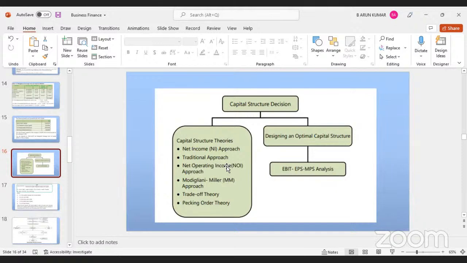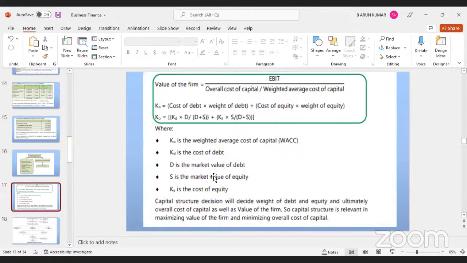These theories explain how to reduce the cost of capital and get more benefit to the particular company. At which level are we getting that point? They are explaining the capital structure theories. Before that, we are discussing what is meant by value of the firm. Value of the firm means it is EBIT divided by overall cost of capital.